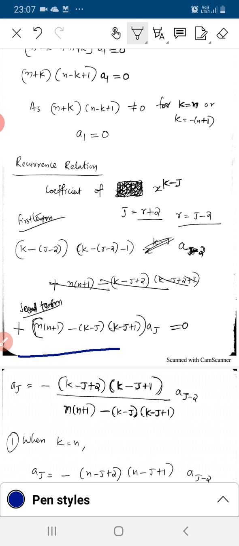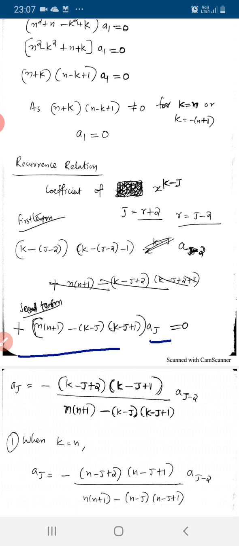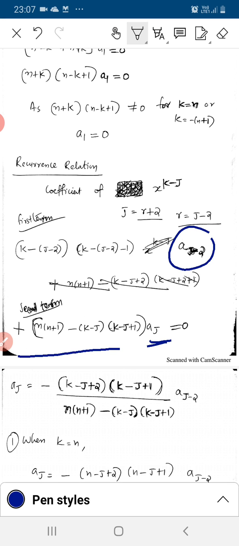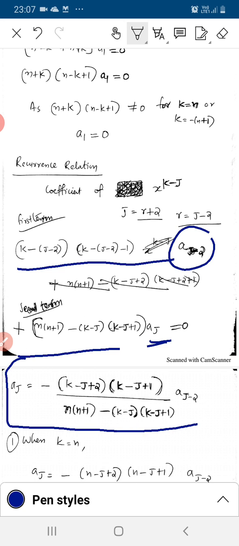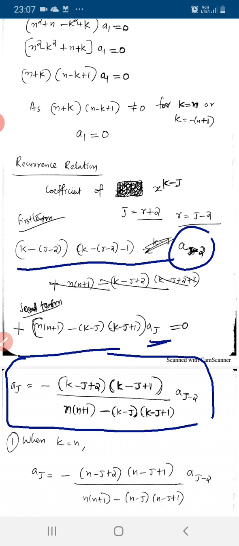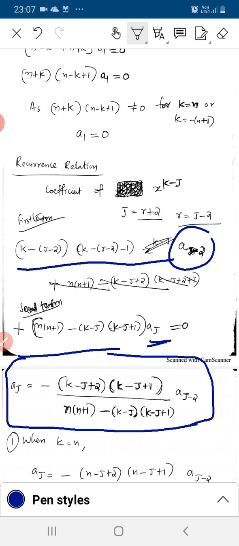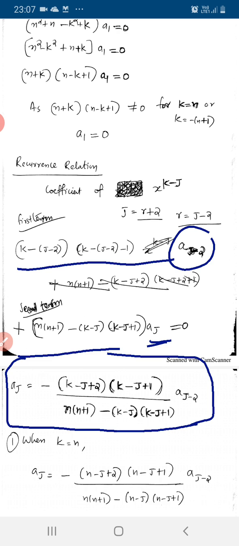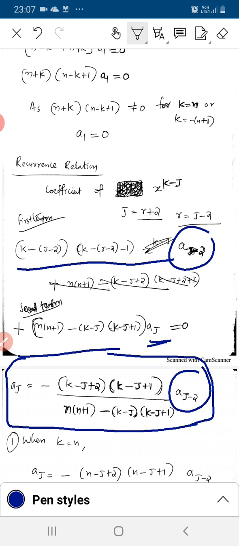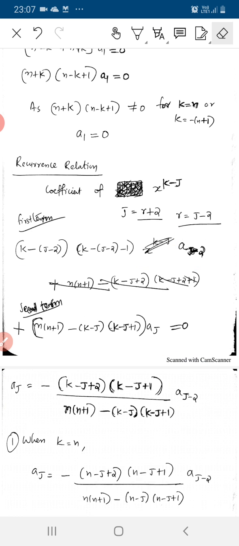We keep aj on the left hand side and take aj minus 2 and these terms to the other side. So we get aj equal to minus (k minus j plus 2)(k minus j plus 1) over n into n plus 1 minus (k minus j plus 1), times aj minus 2. So we have got a relation to determine various values of a.